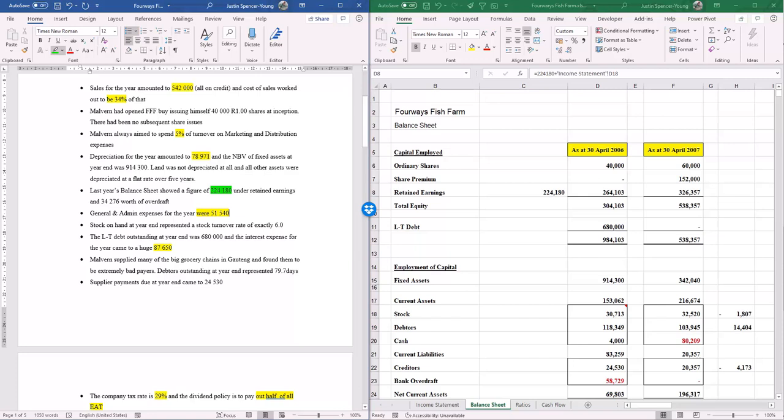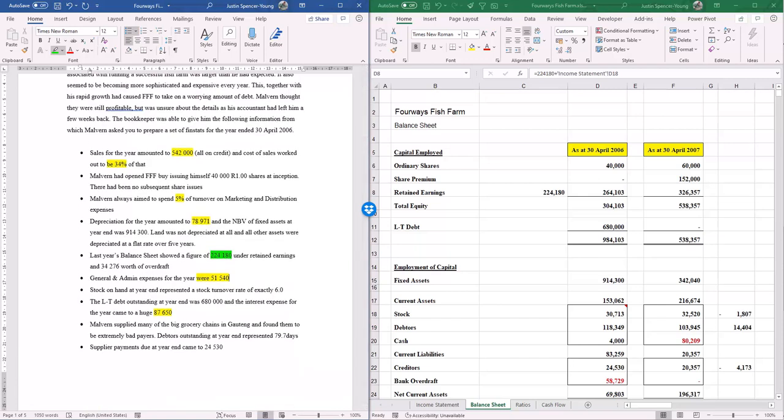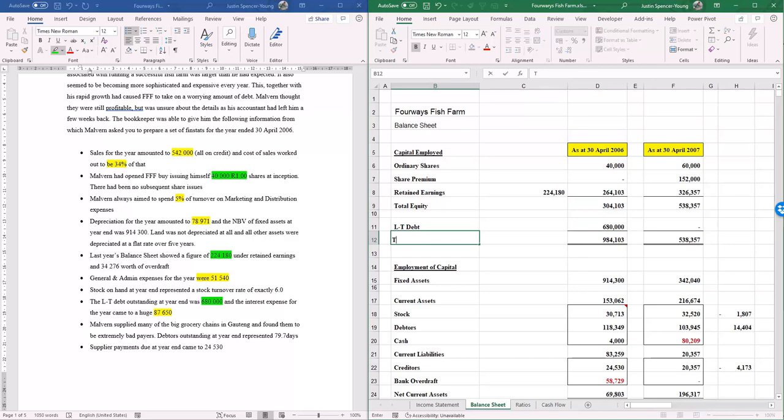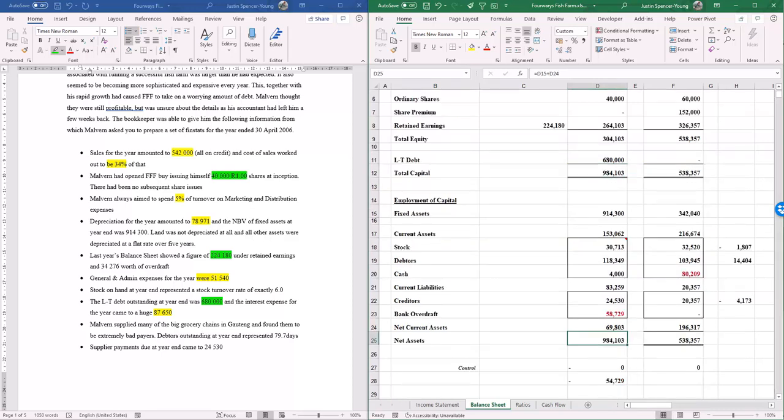All right, not retained earnings, ordinary shares. So here's 40,001 Rand shares. That goes in there. There's no share premium. That's in the second year. Add these two to get the total equity. Now we need to find a debt number. There we go, long-term debt, 680. Equity plus debt will get us total capital. Take the total capital number and plug it in down at the bottom for the net assets.